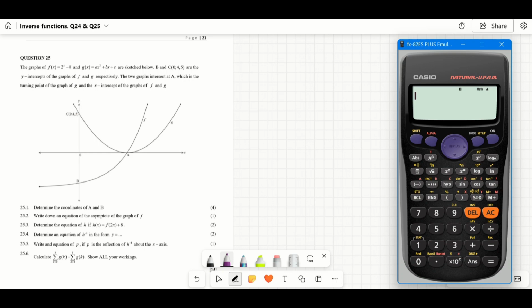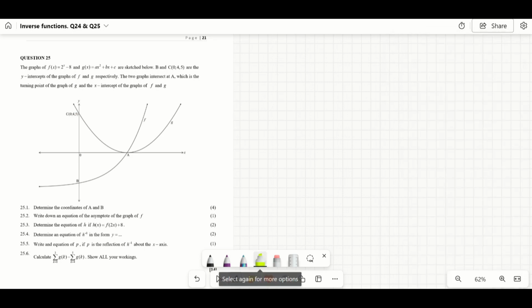Question 25. The graph of f of x equals 2 exponent x minus 8 is an exponential graph with a horizontal asymptote at y equals negative 8. And g of x equals ax squared plus bx plus c is a parabola, as sketched below.